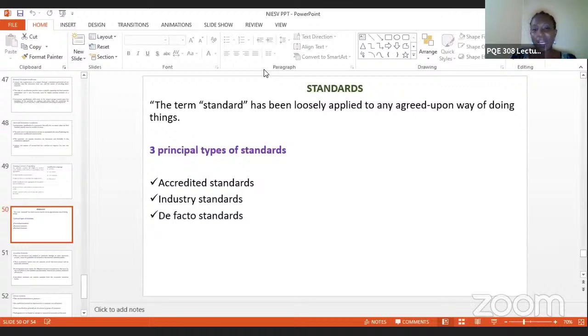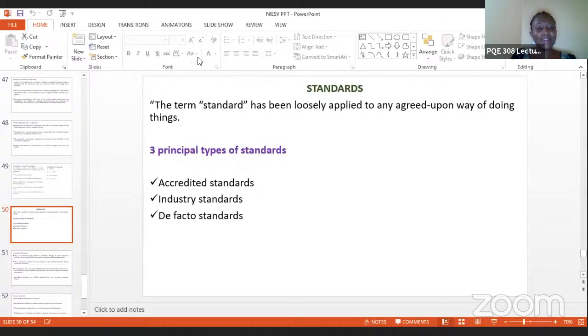The term standard has been loosely applied to any agreed upon way of doing things. Now we have three principal types of standards. We have the accredited standards, we have the industry standards, and we have the de facto standards.